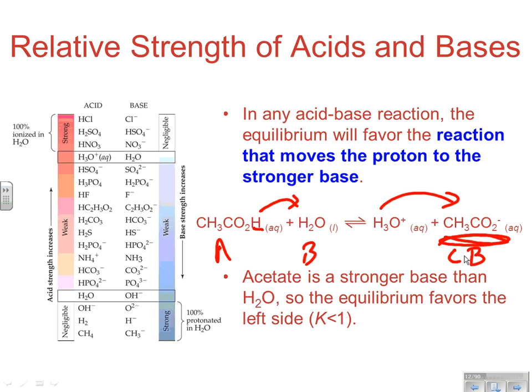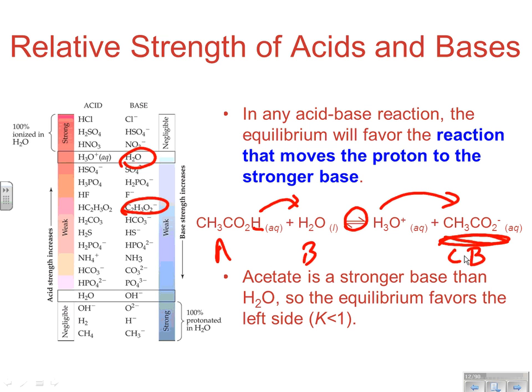And I know this is a weak acid-base reaction because I see the double arrow right there. It's my dead giveaway that it's going to be a weak situation. Strong acid, single arrow. Weak acids and bases, double arrow. Now, if you take a look at the strengths of our two bases, remember, water's right here. We looked at that a second ago. And acetate, which is C2H3O2, is right there.